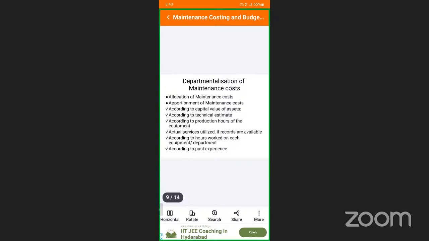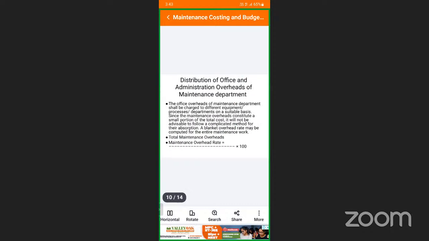No, you need not. Soaps might be using more costs, or for toothpaste, maybe the maintenance costs are lesser. We don't know, so apportionment is a little difficult because some suitable criteria has to be used. Is it clear? The difference between allocation and apportionment is clear? Yes, ma'am. Okay, so we will move on.